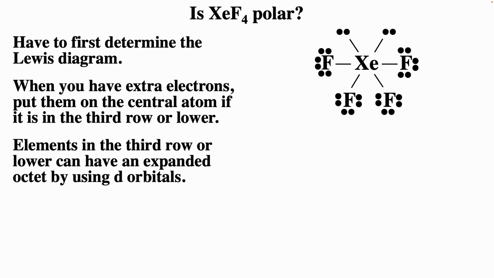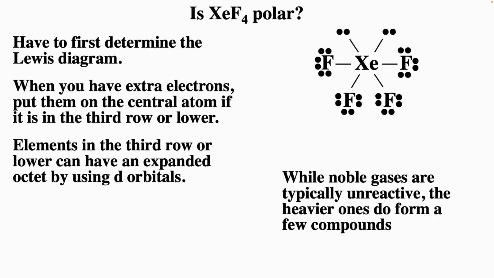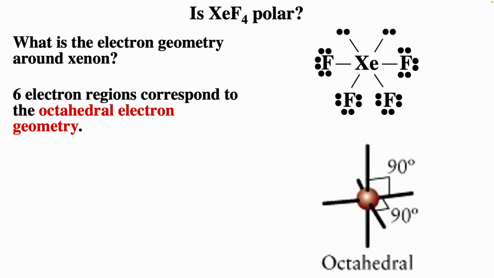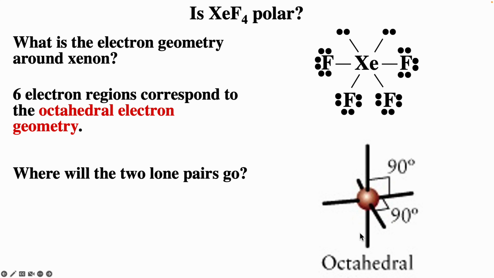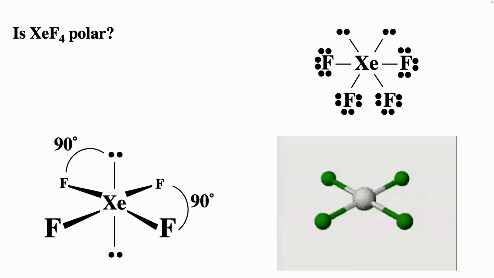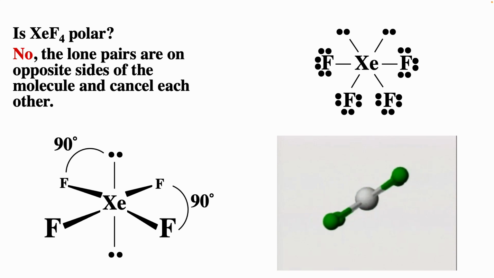Remember, elements in the third row and lower, like xenon, can have more than 8 valence electrons. Also notice that we calculated the formal charge, and the formal charge for all these atoms is 0. Now in terms of the electron geometry, that's just due to the number of regions of electron density. So we have 1, 2, 3, 4, 5, 6 regions of electron density, and so that means the electron geometry is octahedral. Now molecular shape is a little bit different. Remember, for octahedral, if you have 1 lone pair, the second lone pair always goes opposite the first. And so what you're left with is square planar.